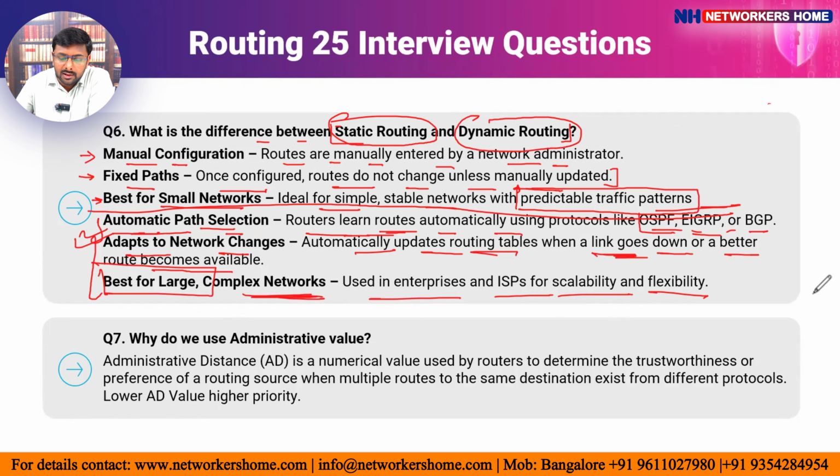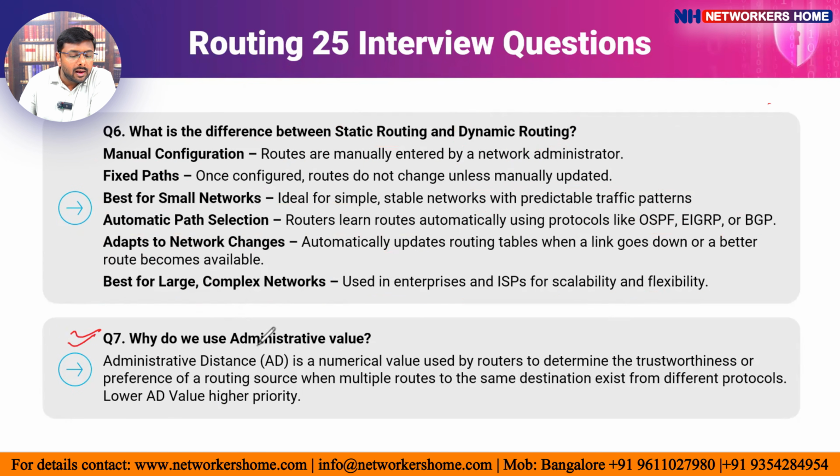Next, the seventh question we have is why do we use the administrative distance, that is the AD value? See, administrative distance is a numerical value that is used by routers to determine the trustworthiness or preference of a routing source when multiple routes to the same destination exist from different protocols. And here, the lower AD value has the higher priority.